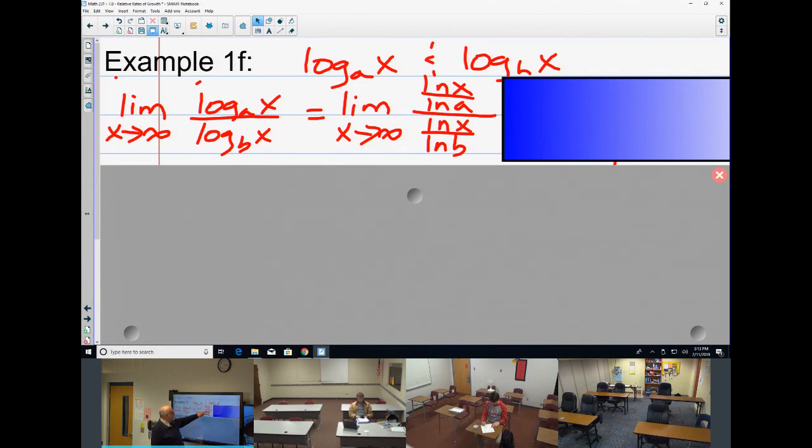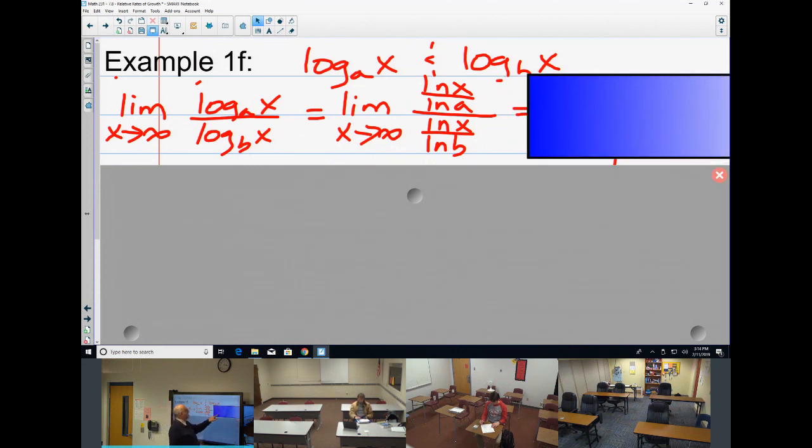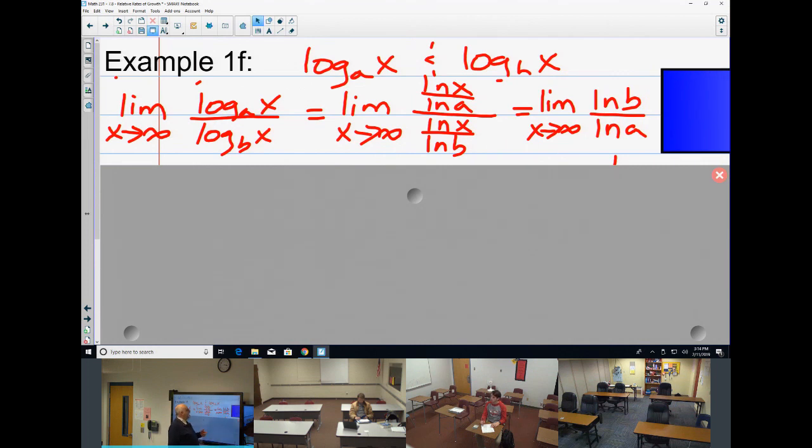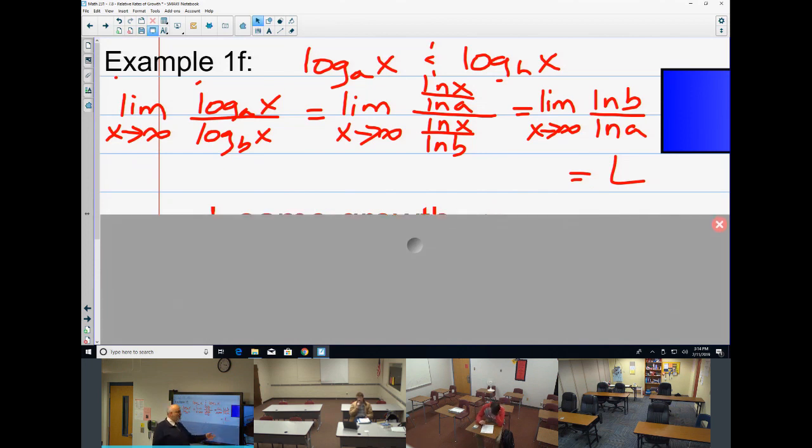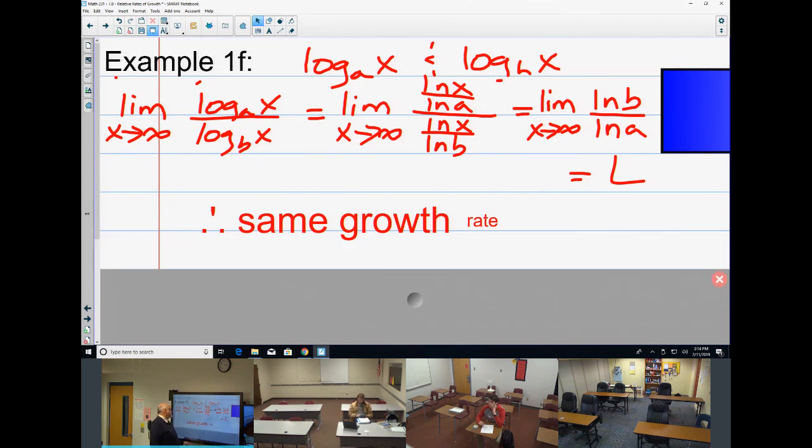So now, on a complex fraction, if you invert and multiply, then you're going to end up with the natural log of b divided by the natural log of a. But now remember, a and b aren't variables, they're the bases. So this is just a number. This is a constant. So if that's a number, we're going to call it L for the limit, then that means they grow at the same rate. If we get some kind of a number there, then they grow at the same rate. We didn't get infinity or 0. We got a number. All right, so try practice 1F.